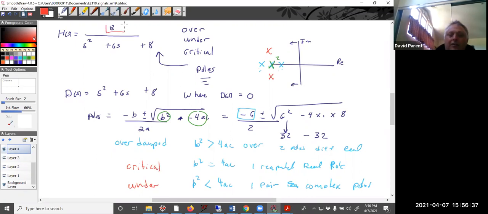Remember, this is like what kind of filter? If I let omega go to 0, I get 8 divided by 8. If I let omega go to infinity, it goes towards 0. So it's a low pass filter. I'm going to leave it at that for now. But once you find that denominator, put it into the quadratic.